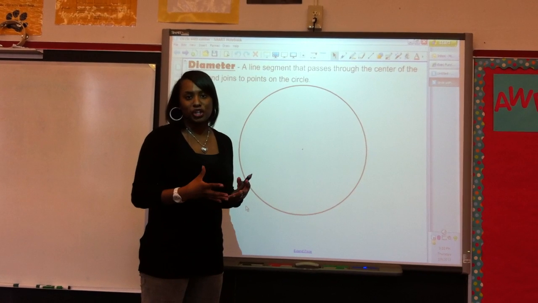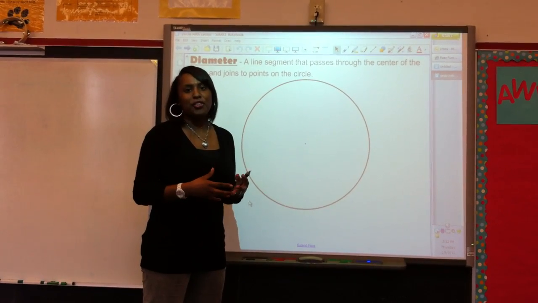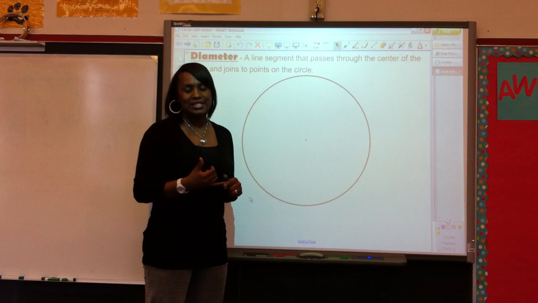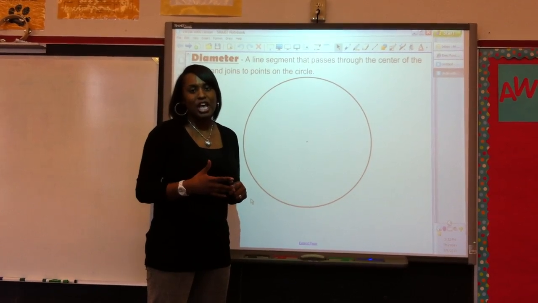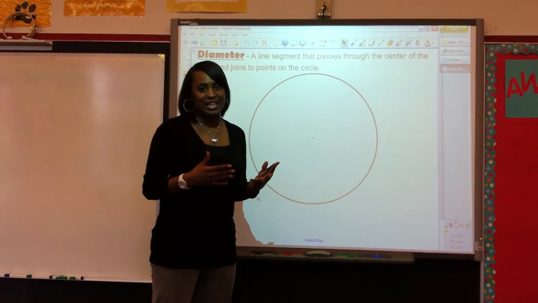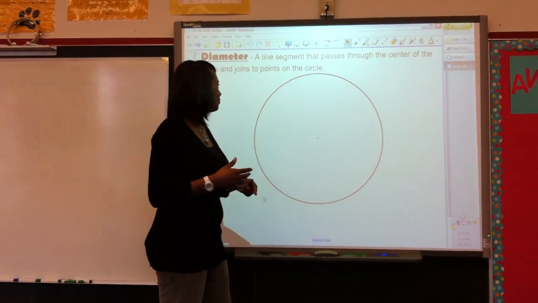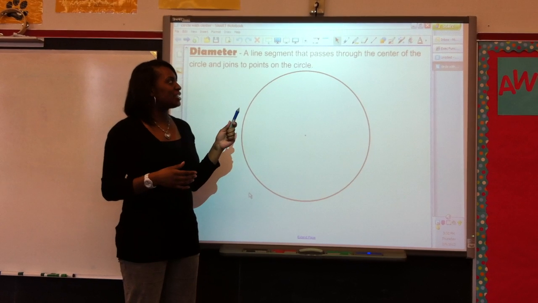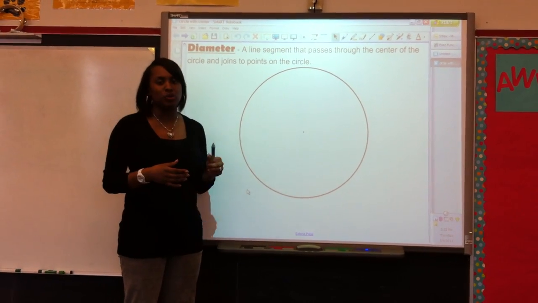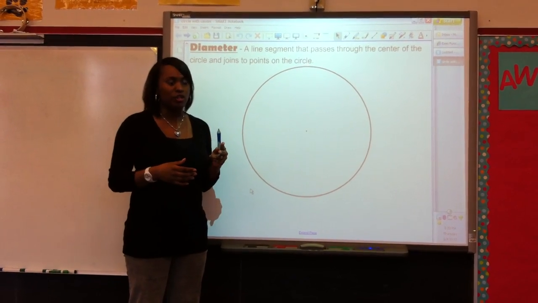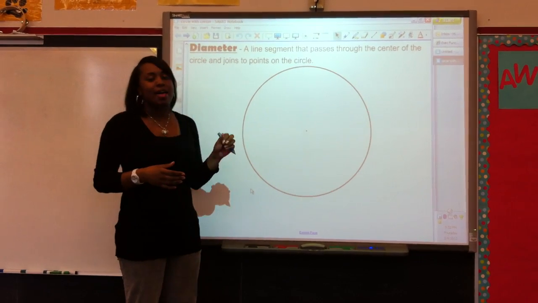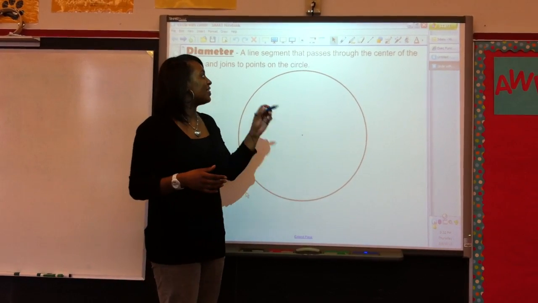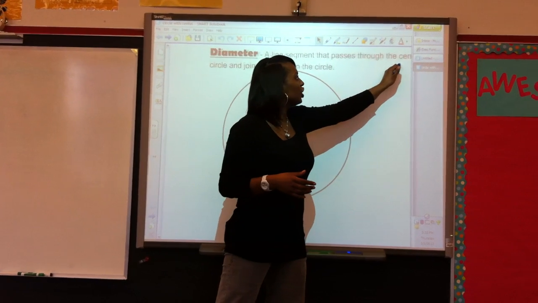Today we talked about a circle and the parts of the circle. The three parts we focused on were the radius, the diameter, and the circumference. I'm just going to give you a brief mini lesson on what the kids learned today. They learned that a diameter is a line segment that passes through the center of the circle and joins two points on the circle. The main key idea here is that the diameter must pass through the center.